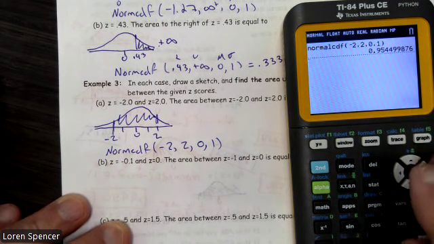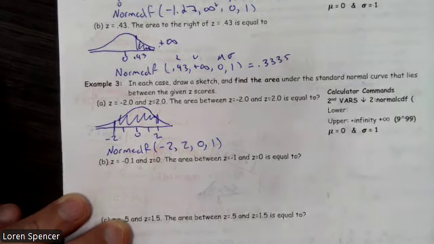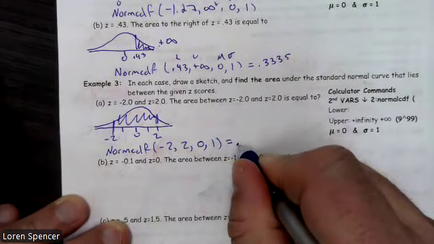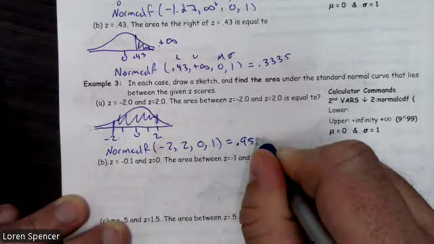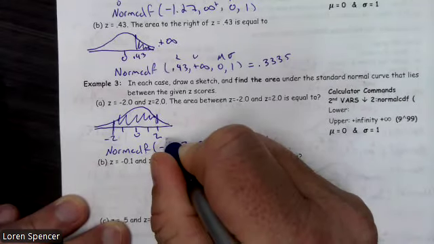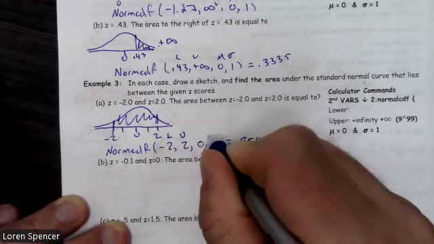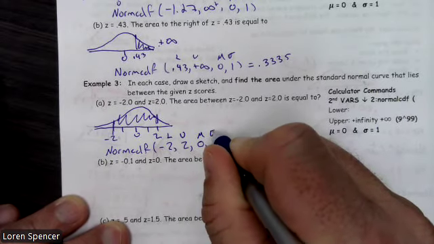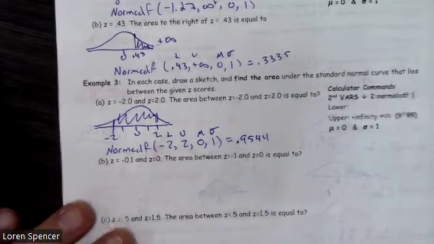And I end up getting about 95%, which is what we expected. It's a little bit more because it's not perfect. 95.44. And this is my lower, this is my upper, this is my mean, this is my standard deviation. Don't forget to put your labels.